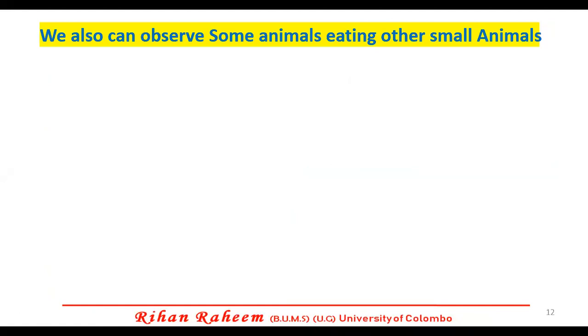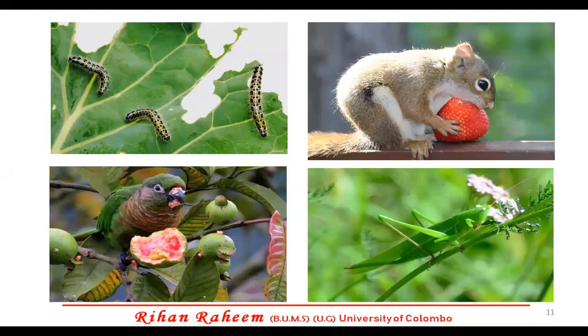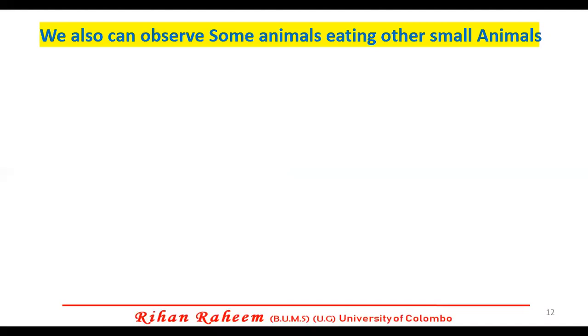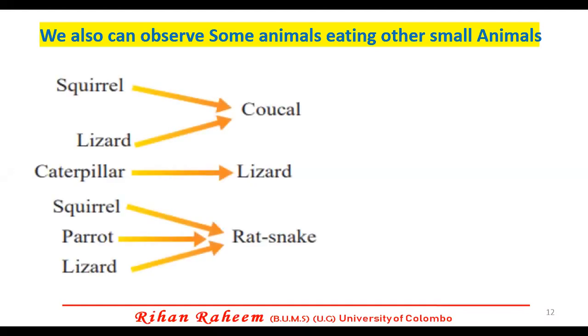Then, when you observe some more, okay, when you observe some more, did you understand this? Easy, no? Then the next one, when you observe some animals are eating other small animals, you might think, ayo, these animals are eating another animal, but that is the nature. Okay, that is the nature. So if you look at the examples, okay, this is a simple example of a home garden. The squirrel came to eat the fruit, no? Then a cockerel is coming to eat the squirrel. Cockerel is like a eagle, one bird. Okay, I will show the picture, then you will understand.